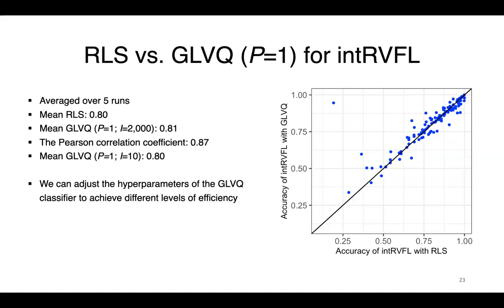We found that the mean accuracy of the RLS classifier was 0.80, and meanwhile, the mean accuracy of the GLVQ classifier was 0.81. We also tried severely limiting the number of training iterations for the GLVQ classifier to just 10 iterations. And then GLVQ had a mean accuracy of 0.80. So this is the same accuracy as the RLS classifier. In general, the hyperparameters for the GLVQ classifier can be adjusted to achieve different levels of efficiency. And this flexibility is not typically available when using RLS.